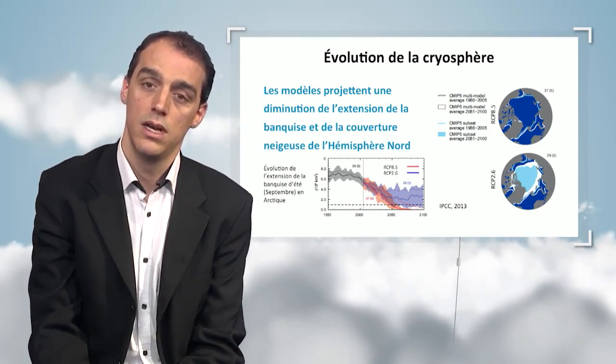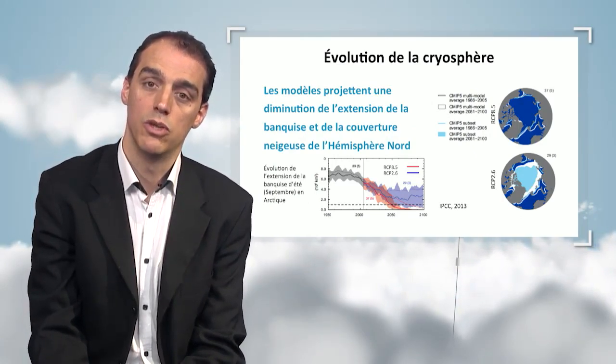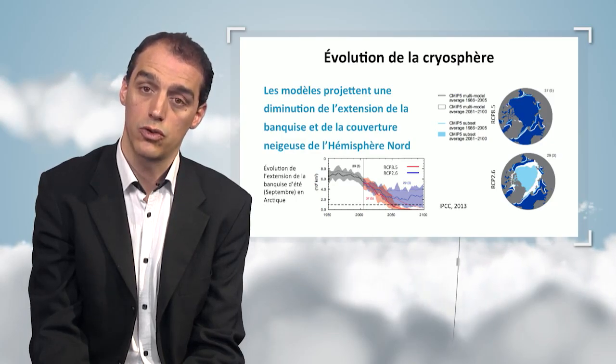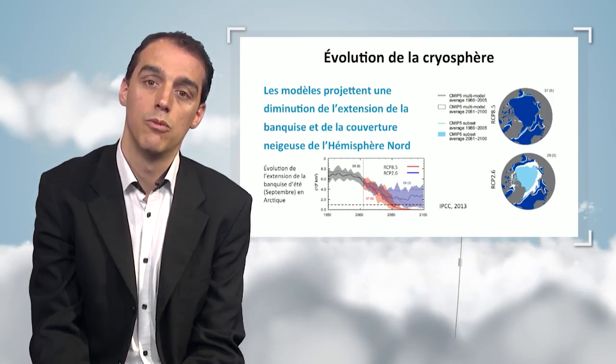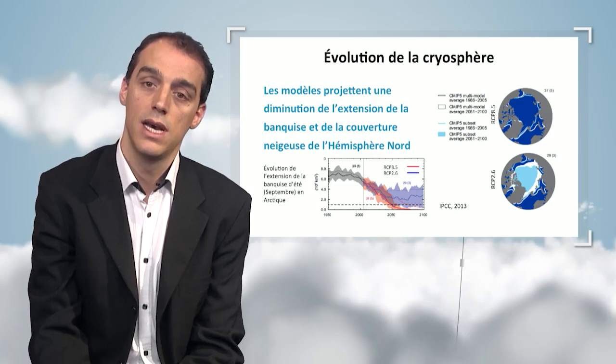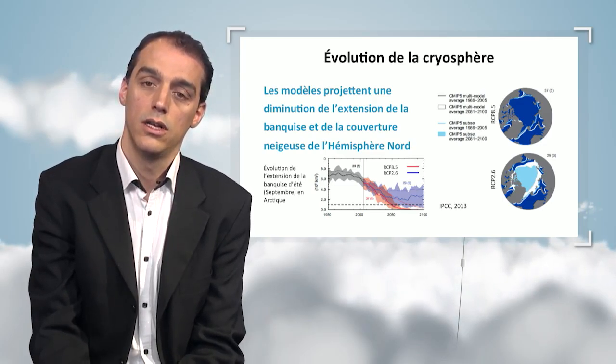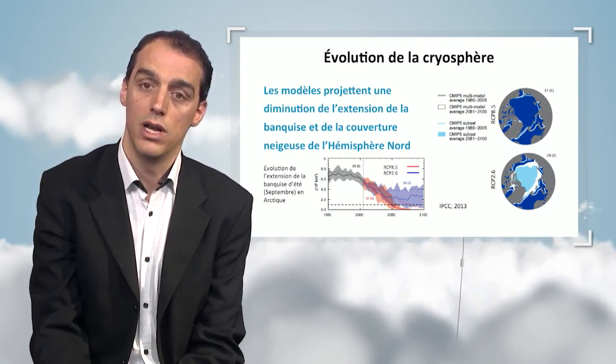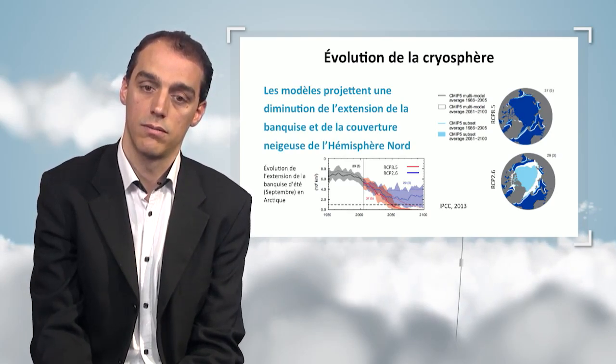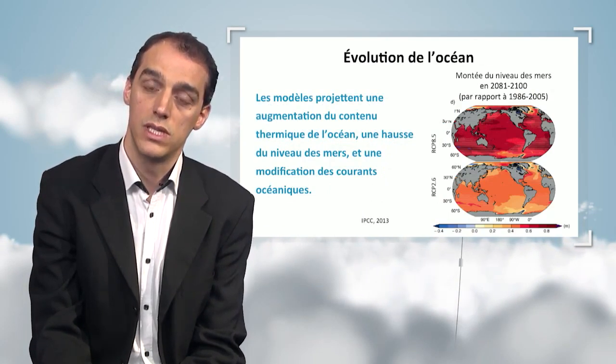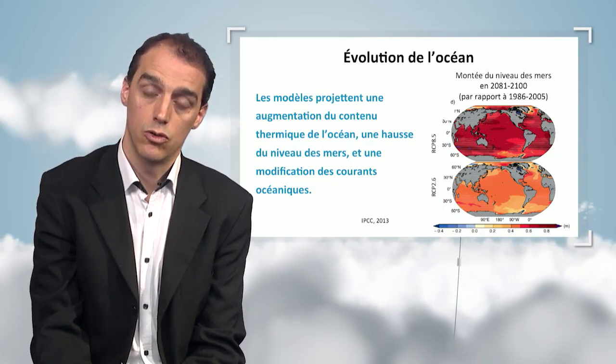Other aspects have been modeled with climate models. For instance, the snow in the northern hemisphere, there will be changes, and in some cases, this is also impacting the polar cap in the Antarctic area.